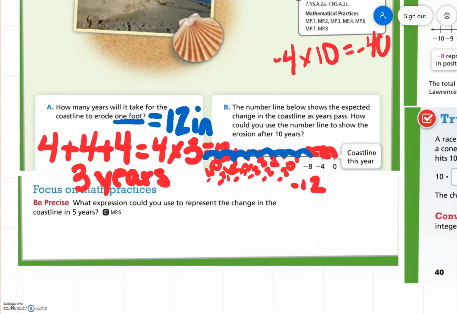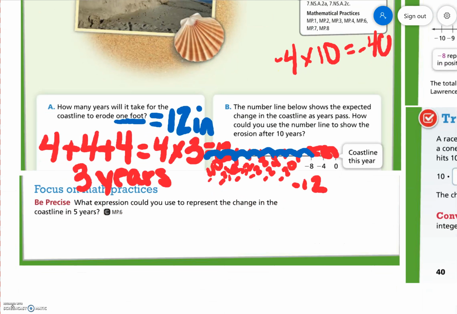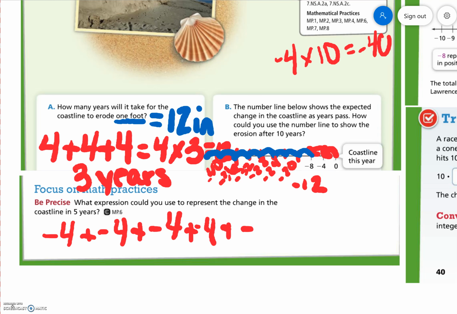Okay, down at the bottom, focus on math practices. What expression could you use to represent the change in coastline in 5 years? Well, we could do -4 plus -4 plus -4 plus -4 plus -4, or -4 times 5, which gives us -20.